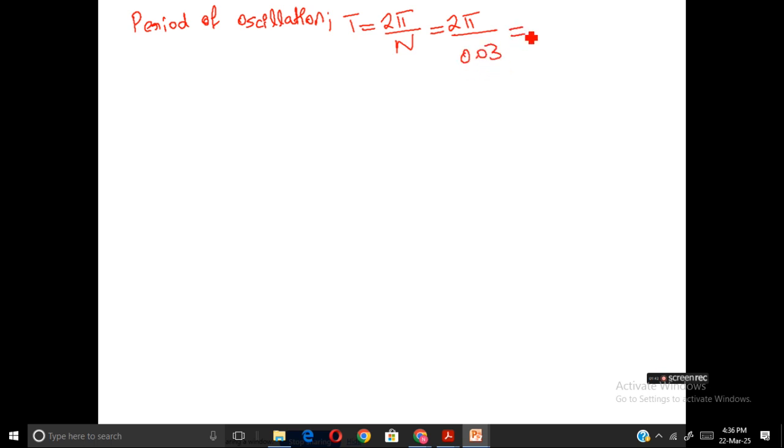Now, if you want to find the period of oscillation, or the time that the parcel takes to complete one oscillation, the period of oscillation is basically given by T is equal to 2 pi by frequency. So it will be 2 pi by N, which is 0.03 second inverse, right? So how many seconds will it be? Can you tell me what the period of oscillation of the parcel will be?